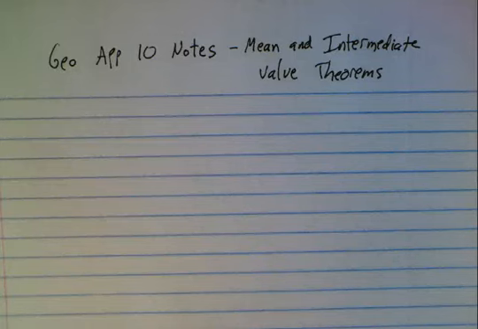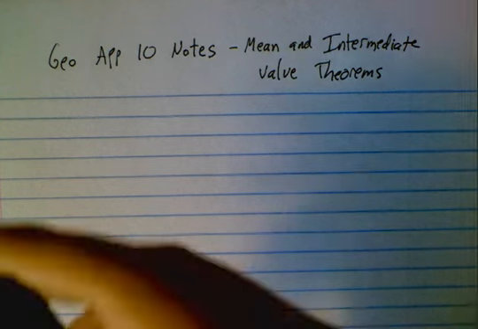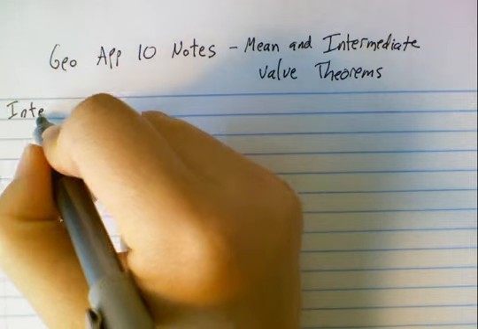By the end of this lesson, you should be able to state and apply the intermediate value theorem and the mean value theorem. Let's start with the statement of the intermediate value theorem.